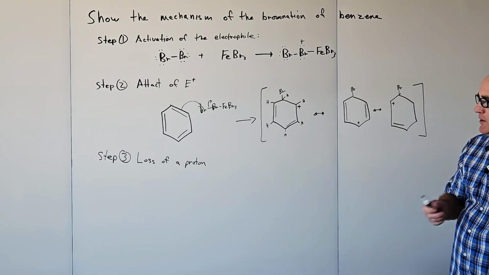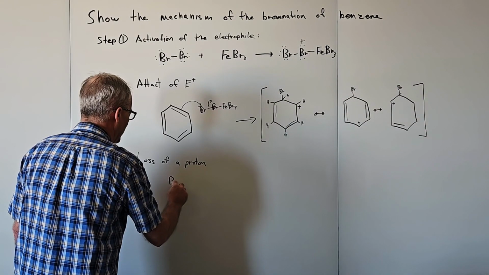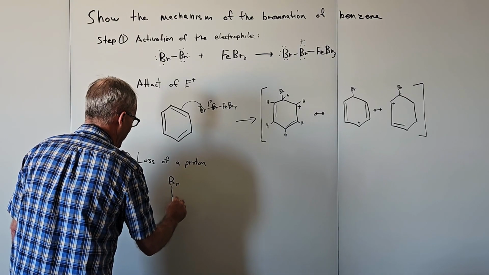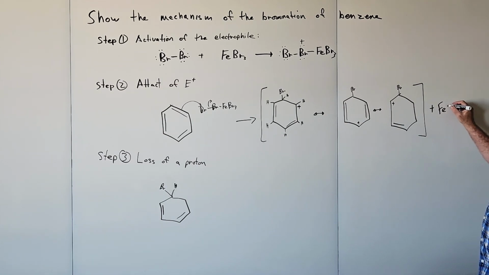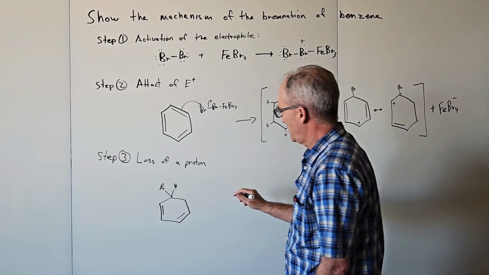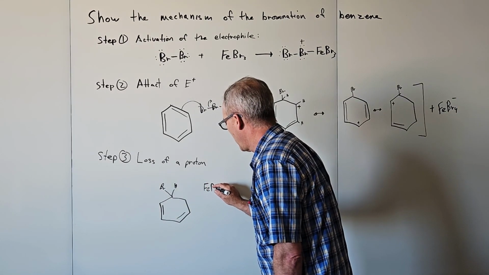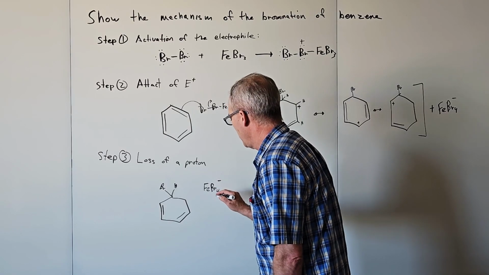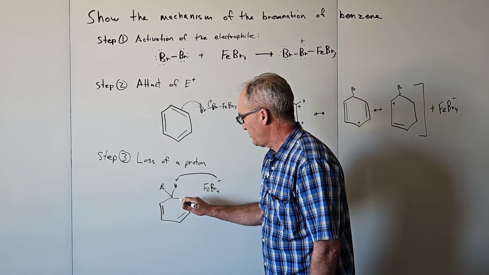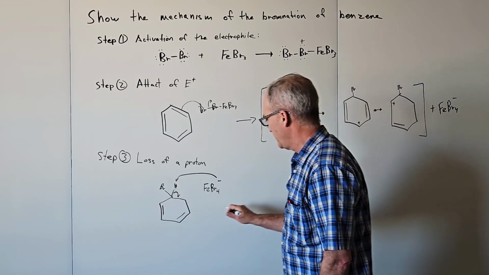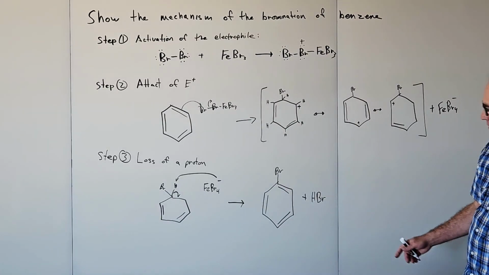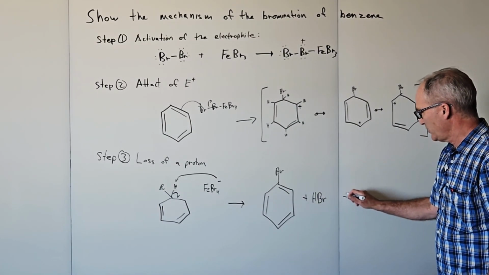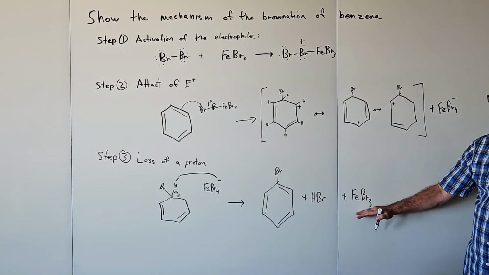Next up, loss of a proton. So I'm going to just go to my first resonance structure. And so right up here, we have some FeBr4 with a minus charge. FeBr4 minus charge grabs that proton. Those electrons jump down. And we can think of it as being the one dangling bromide on the end that has the negative charge. So there's our HBr. And we've regenerated our catalyst.